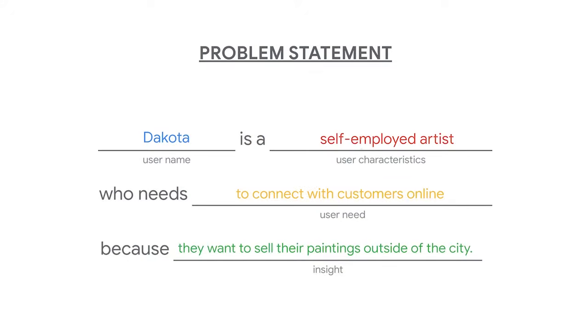Now you're ready to try Crazy 8s on your own. Try using a problem statement that I just made up, like this one. Dakota is a self-employed artist who needs to connect with customers online because they want to sell their paintings outside of their city. Pause the video and start your timer. Remember, spend 1 minute on each idea and sketch possible solutions to solve Dakota's problem.